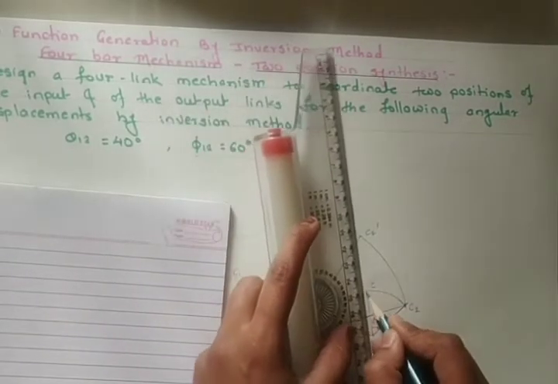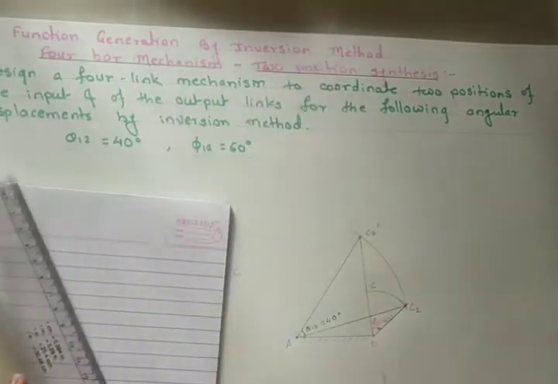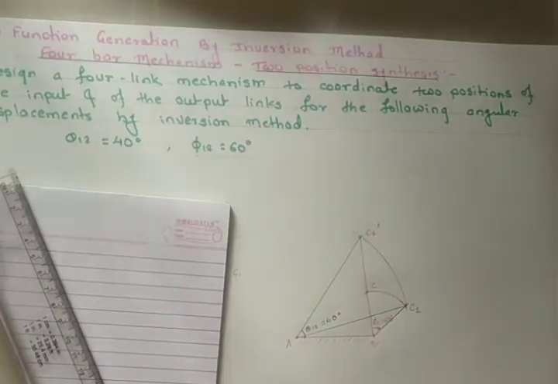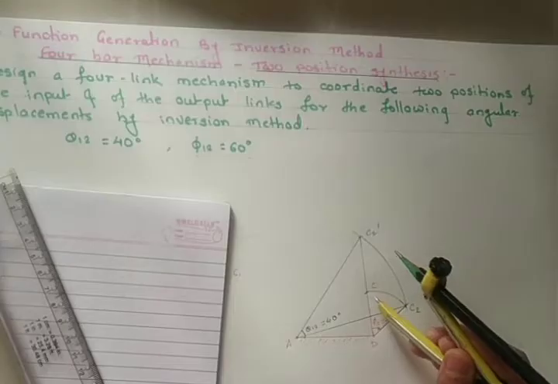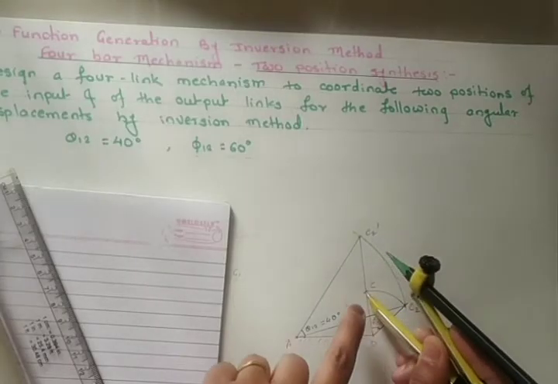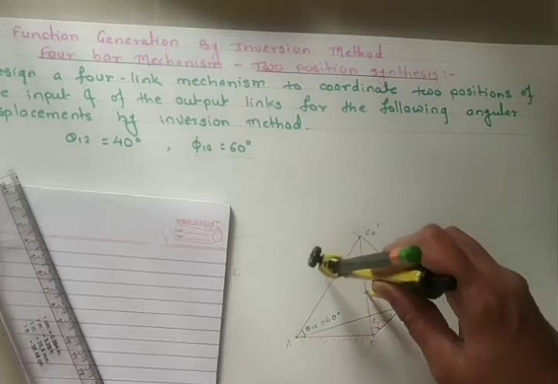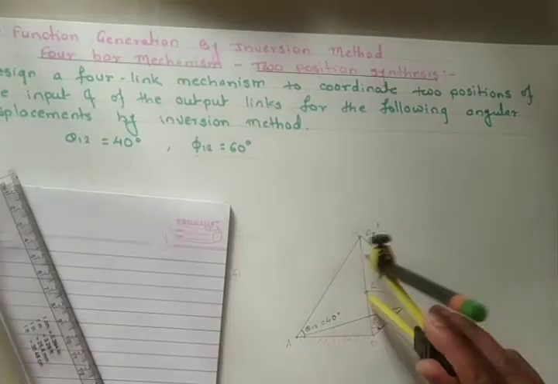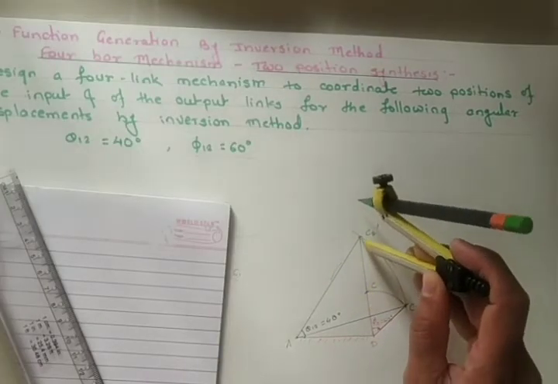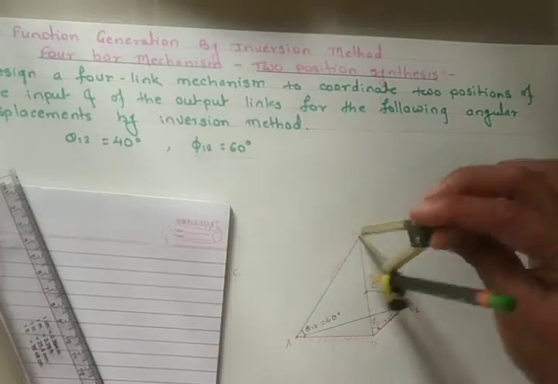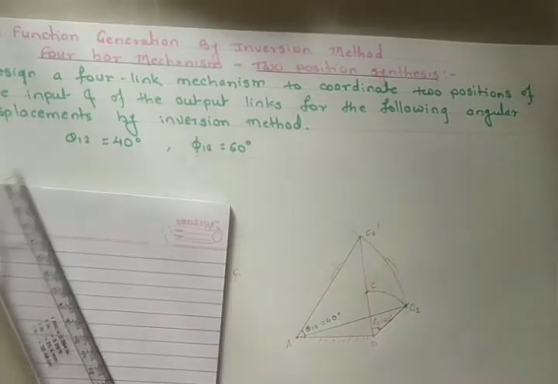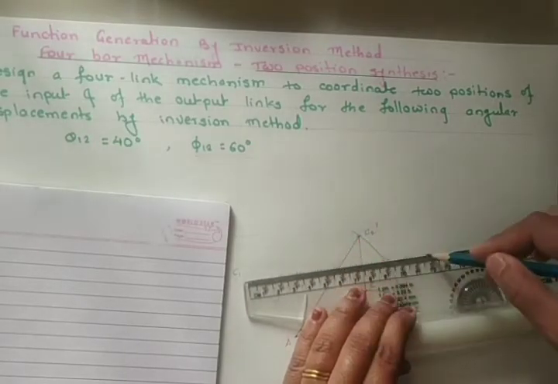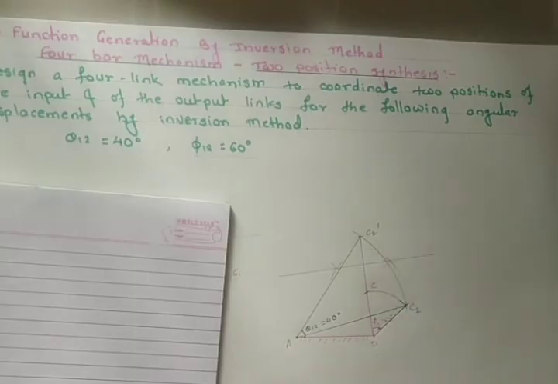Now the next step is to join C with C2 dash. So here I have drawn the line between C and C2 dash, and then draw a mid normal for this line C C2 dash. So let's draw it, or simply we can say bisect this line. Here we have the mid normal.